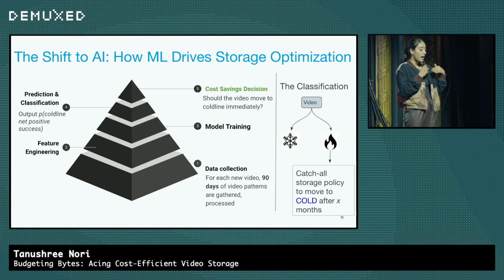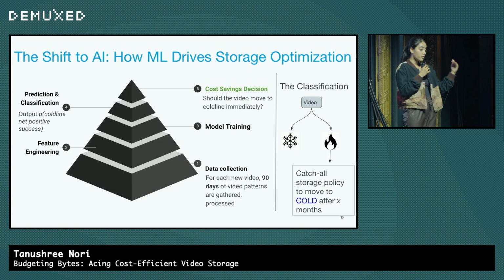At the next level, you have feature engineering, where you extract key features from the raw data. So you condense all the information from the raw data into a set of meaningful features that you then feed into the machine learning model.